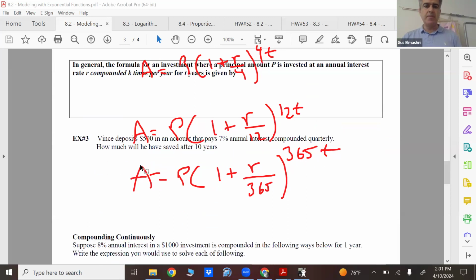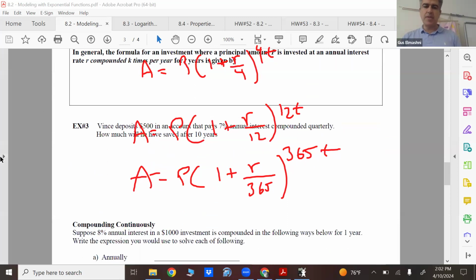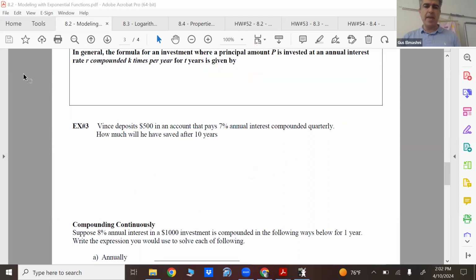Now, again, it's kind of very repetitive. Again, it's the same thing.